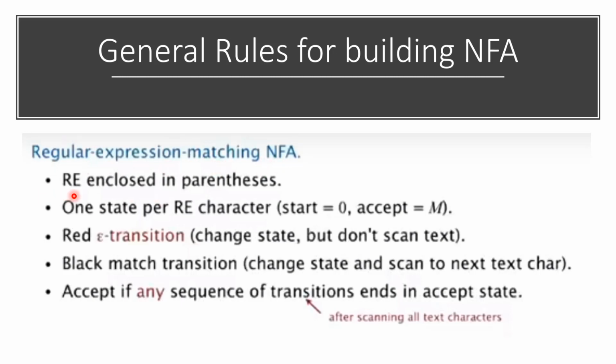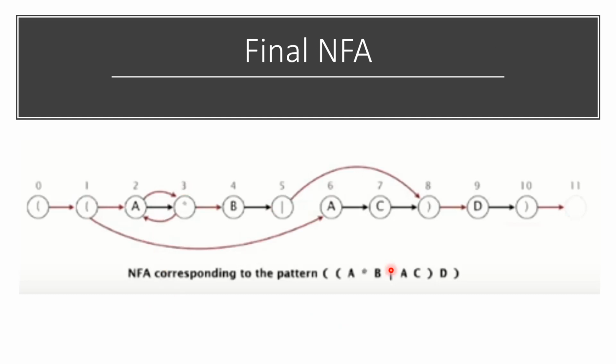what we're going to do is enclose the regular expression in parentheses. We're going to have one state per character, and you will see that in the example. We'll have epsilon transitions, which are red. And a black match transition means that if you see a character, you're forced to go to the next state, and accept if any sequence of transitions ends in an accept state. So let's take a look at how this works.